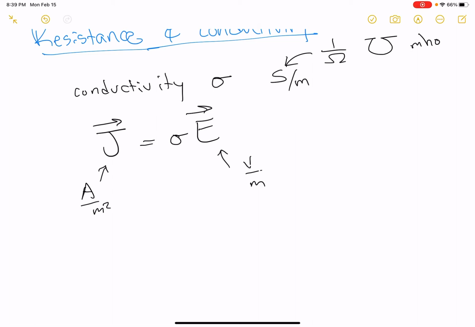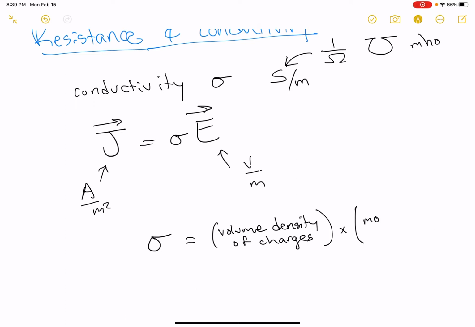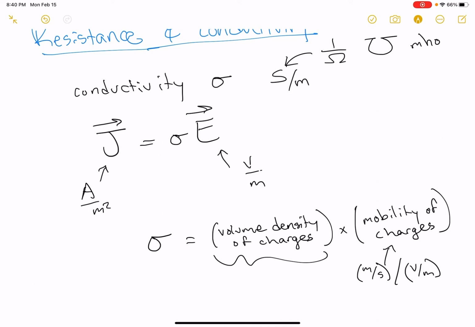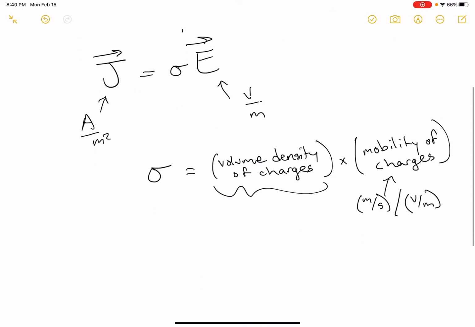So, the conductivity of a material is determined by the volume density of charges that can move times the mobility of the charges. And the mobility of charges gives you meters per second per amount of electric field applied, so that's in volts per meter. So the units of that are kind of weird. But it is how fast do the charges move in response to an electric field being applied to this thing. And this is just how many charges are there.